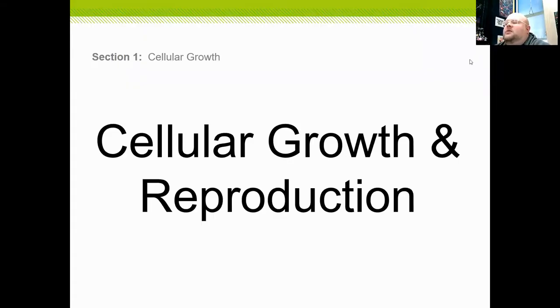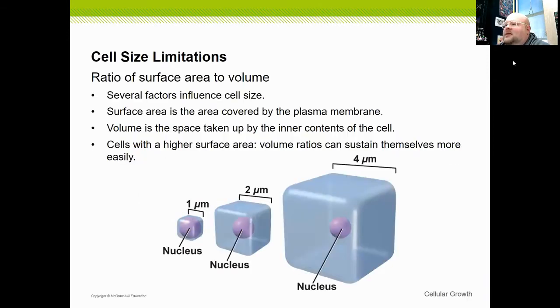We are going to look at how cells grow and how they reproduce. So that's what we're going to focus on this week. There are a few more things we're going to learn about with these processes in the near future, but this is what we're going to specifically look at today. So cells have a size limitation, and the size of the cell influences whether it needs to reproduce or not, and we'll get into that in a second.